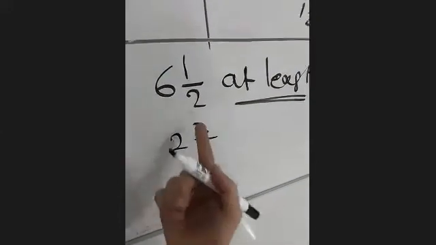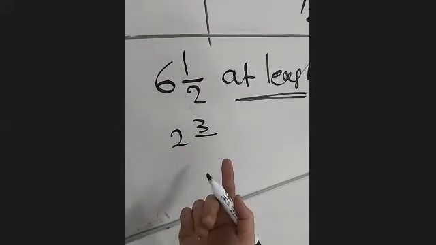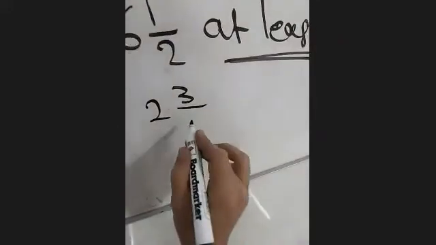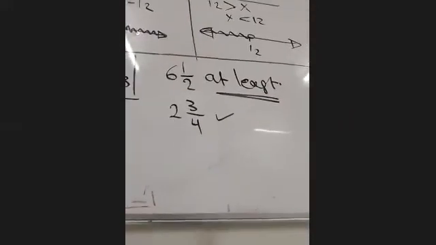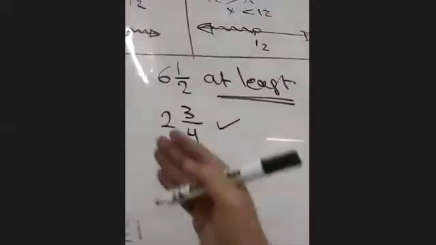Read it. 2 and what? 3/4. So 2 and 3/4 she already did. Now we need to know the rest. How much is left to meet her goal, which is 6.5 at least.